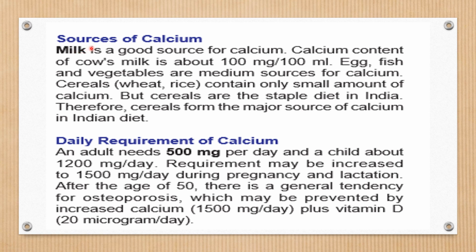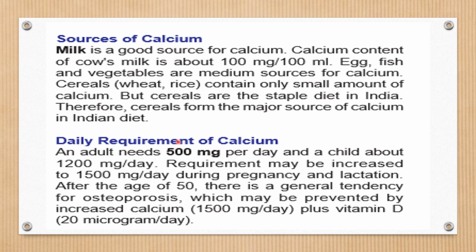So first of all, sources of calcium. Milk is a good source of calcium. Similarly, egg, fish, and vegetables are medium sources of calcium. Cereals like wheat and rice contain only a small amount of calcium.